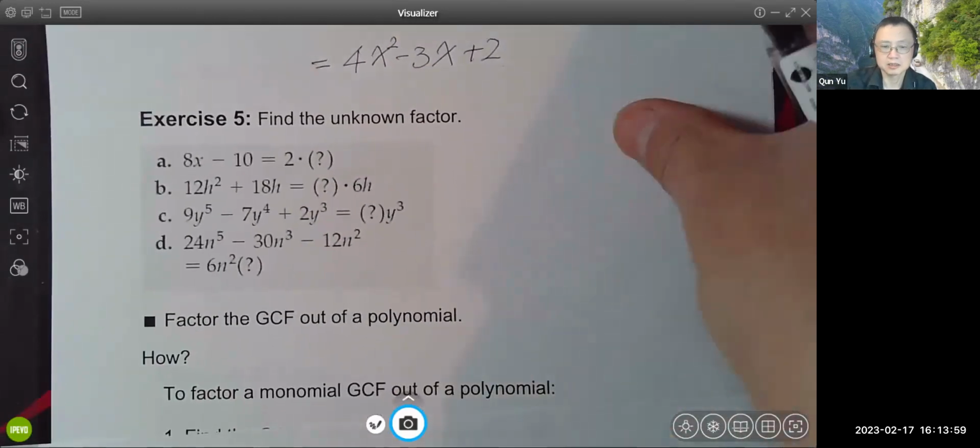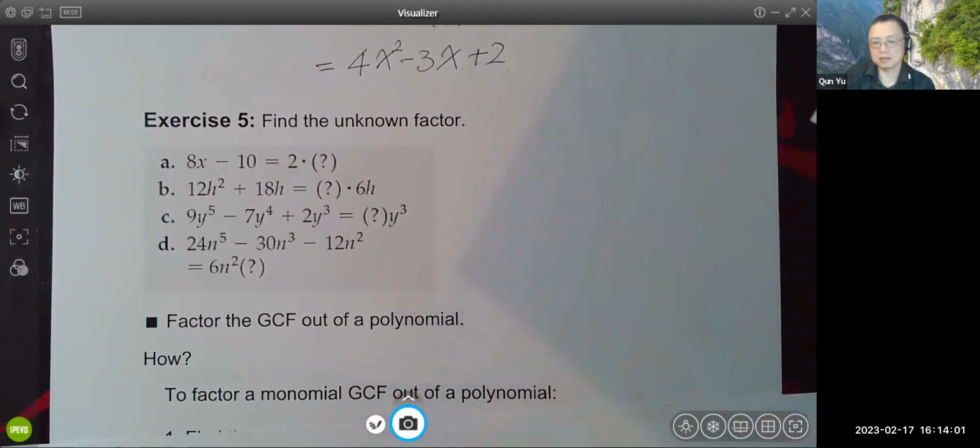More exercise. Enough exercise is essential to gain very fundamental skills in mathematics, and it will benefit greatly down the road in the future when you learn higher level mathematics.